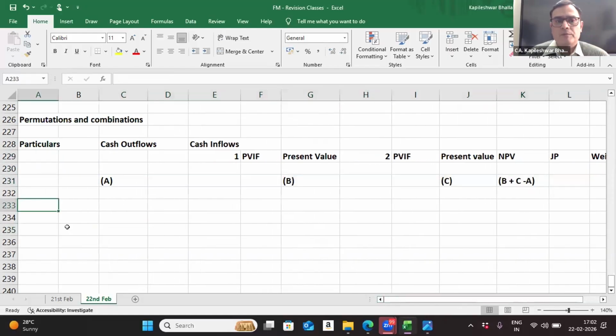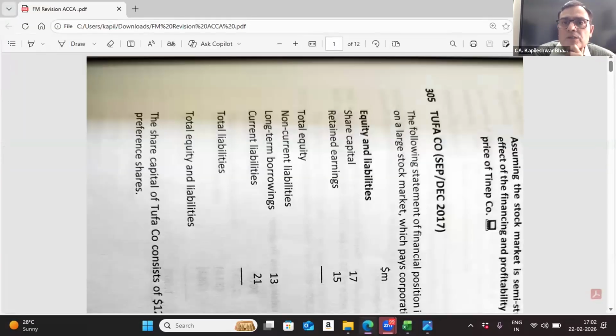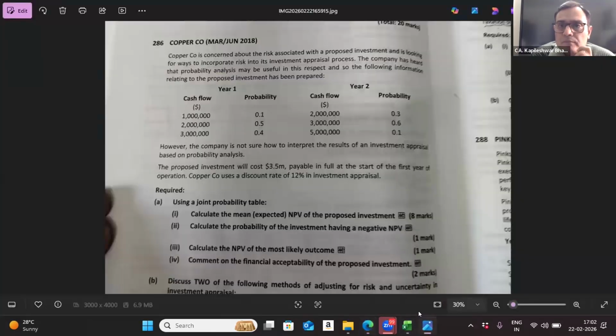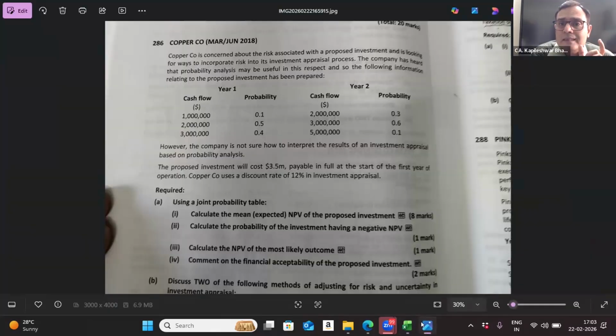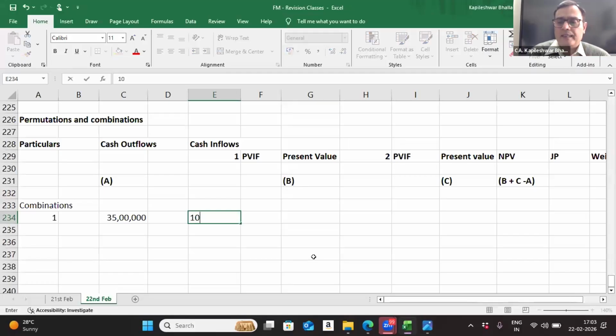Now let's look at the permutation combination one. So we're looking at combinations. So the combination number one, let's consider first of all the outflow. So what is my outflow? Can I see the outflow is given to me? It's 3.5 million, so 35 lakhs. So the cash outflow is 35 lakhs. This will remain the same for all the combinations. Now let's look at the first combination. Can I see inflow of 10 lakhs and 20 lakhs? Inflow of 10 lakhs and inflow of 20 lakhs.